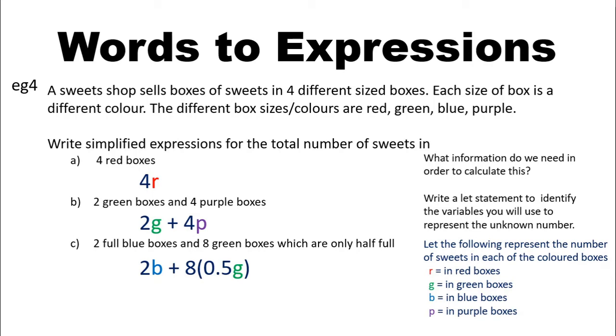2B plus 8 times a half of G, or 0.5G, and we need to simplify whenever we can. 8 times a half G, we'll do number times number. 8 times 0.5 is 4. So 2B plus 4G. And I can't simplify that any further because they're not like terms. We can't group B with G.